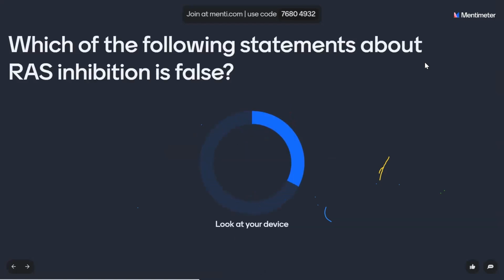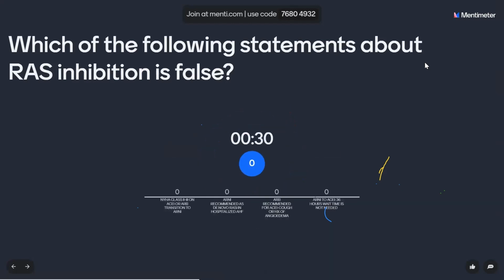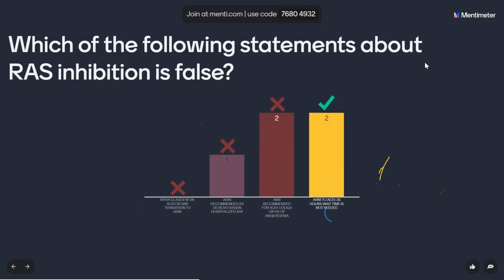Which of the following statements about RAS inhibition is false? New York Heart Association class 2 or 3 on an ACE inhibitor or ARB must be transitioned to an ARNI. An ARNI is recommended as de novo RAS inhibition in hospitalized heart failure. An ARB is recommended for ACE inhibitor cough or history of angioedema. ARNI to ACE inhibitor needs 36 hours of wait time, or does not need 36 hours of wait time. Anybody voting there?